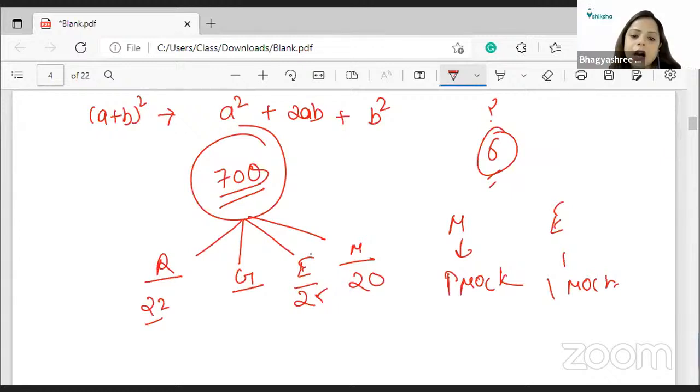Okay, and sir, how many times can students attempt this exam? Is there any particular number that they can attempt? Sorry ma'am, please repeat. How many times can they sit for this exam?